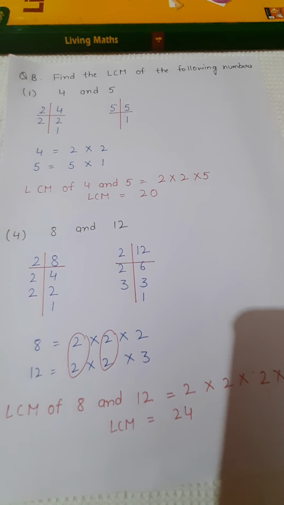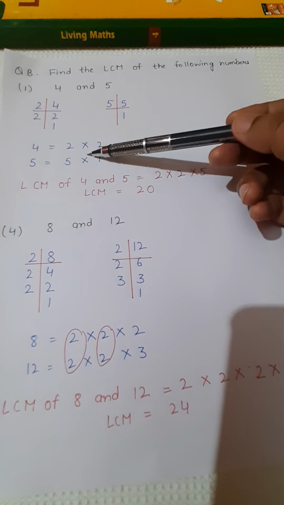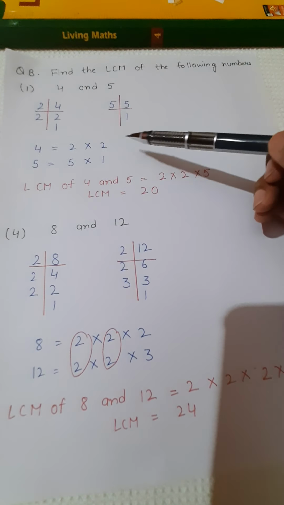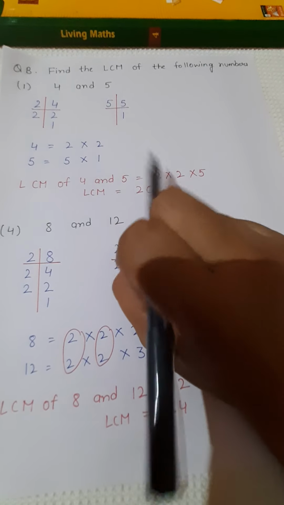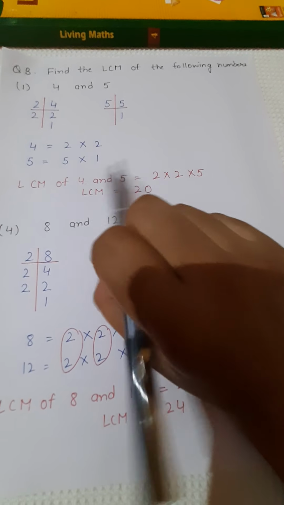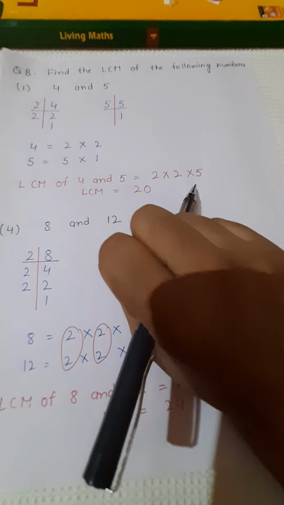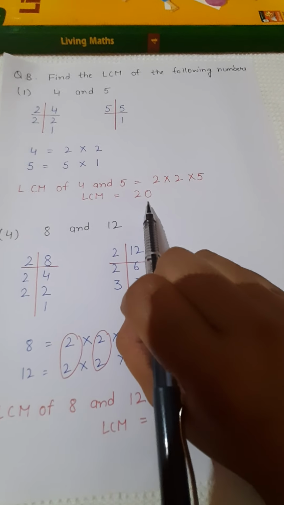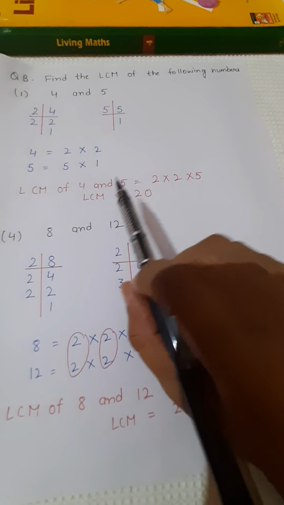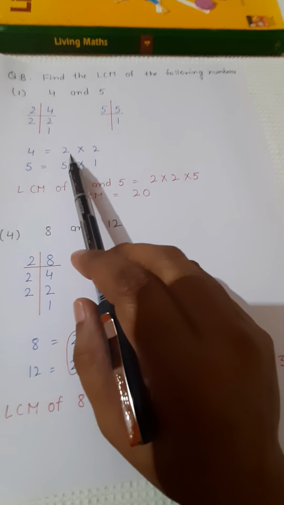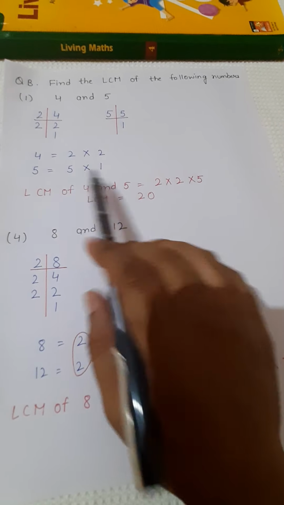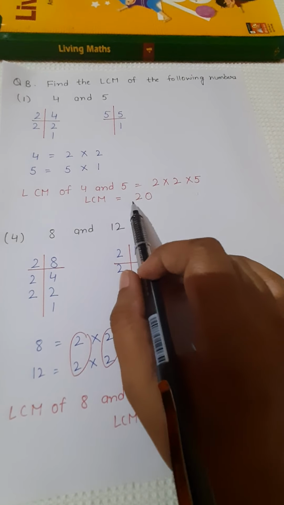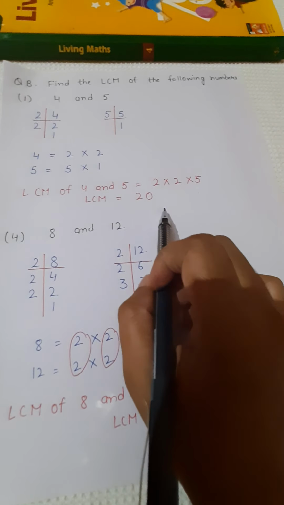How to do it? In HCF we were finding the common numbers, but here we will write all the numbers, right? 2 here, how many times? 2 times, then 5. Now 2 2s are 4, into 5, what will come? 20, right? In LCM, suppose 2 is coming 2 times here, so 2 times 2 will come. 5 is coming 1 time, so 5 will come. So the answer after multiplication is 20.